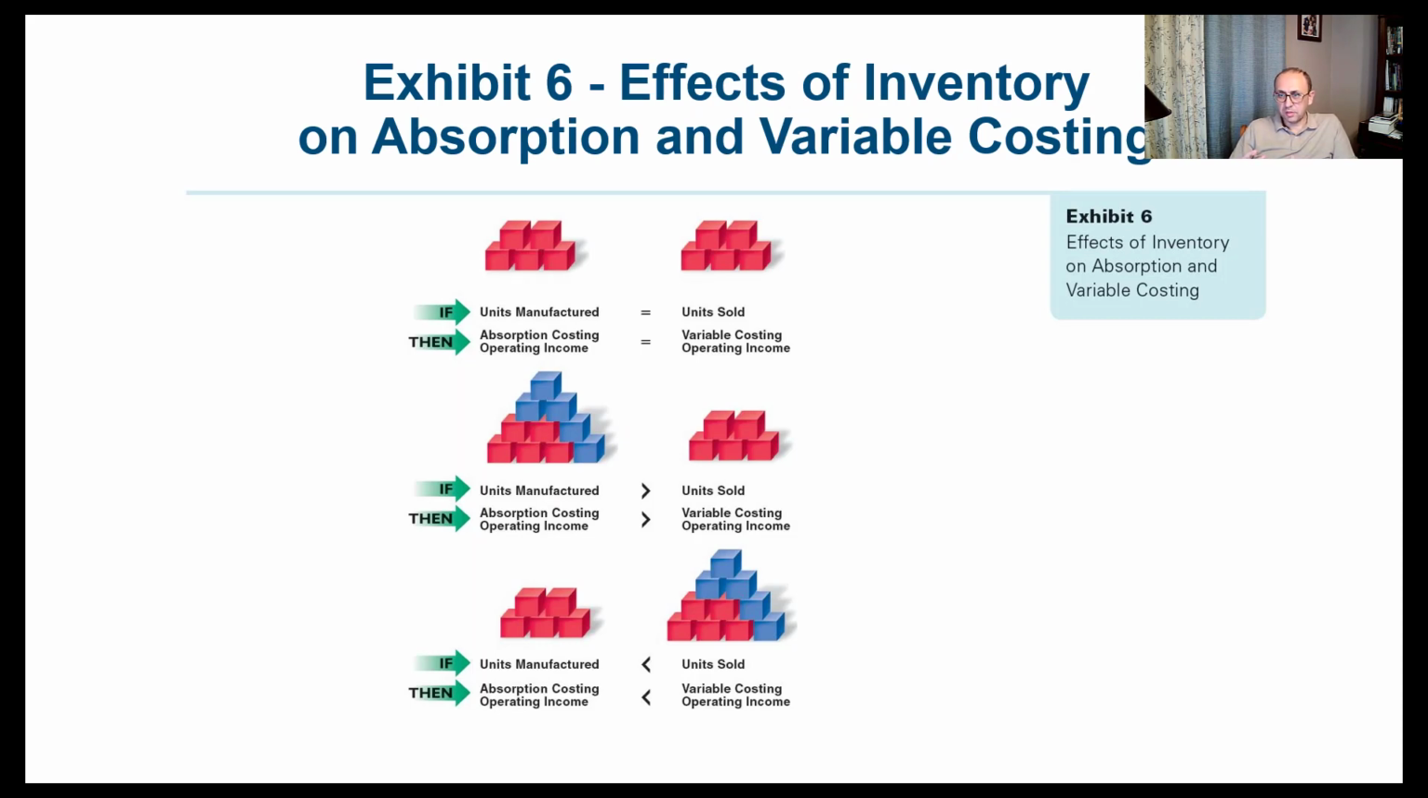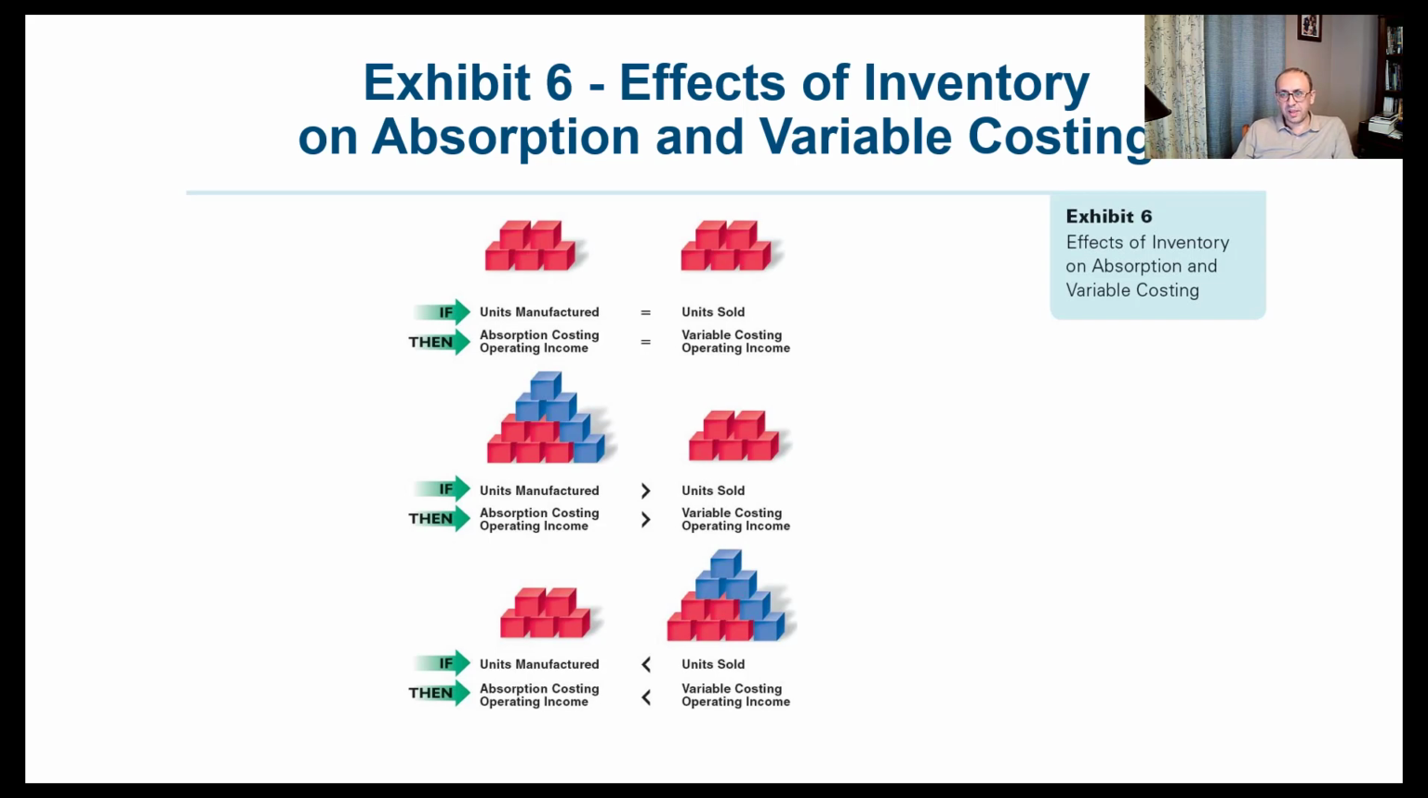So one more time, to summarize this. If the units manufactured equal exactly the units sold, so I manufactured 100 units and sold 100 units, then the absorption costing operating income and variable costing operating income would be the same, because we're not transferring any part of the fixed cost to the future inventory.